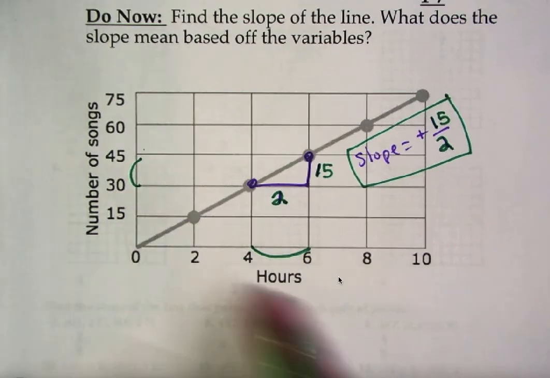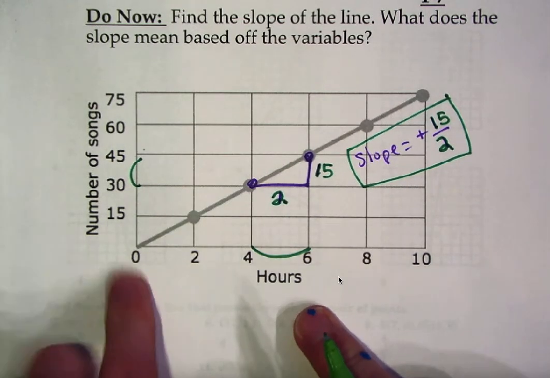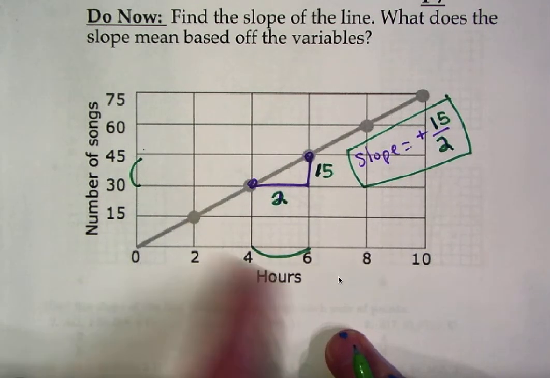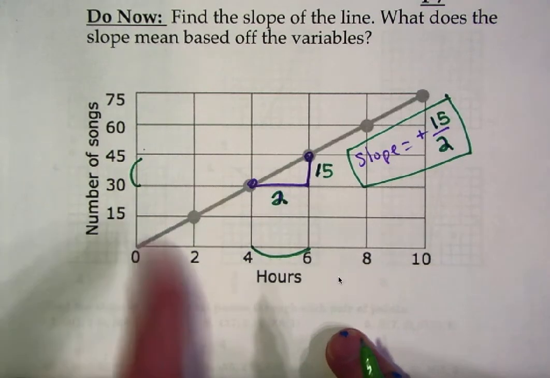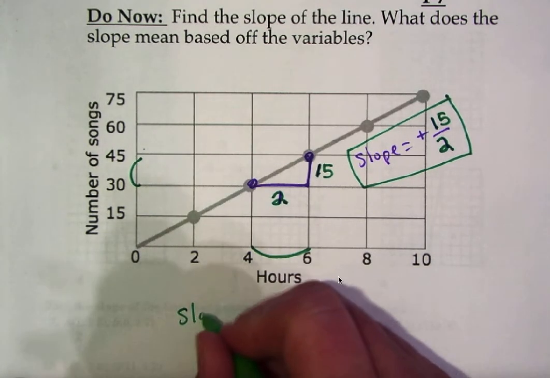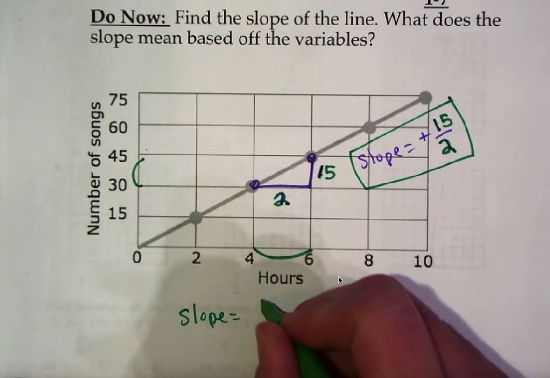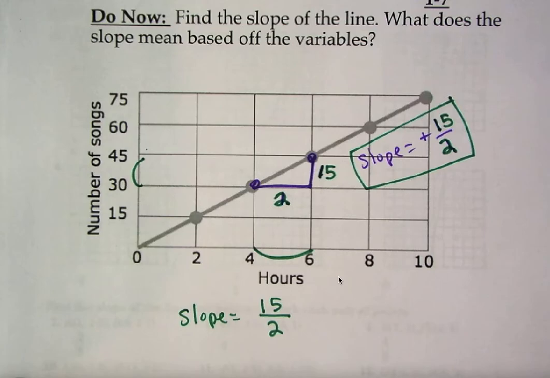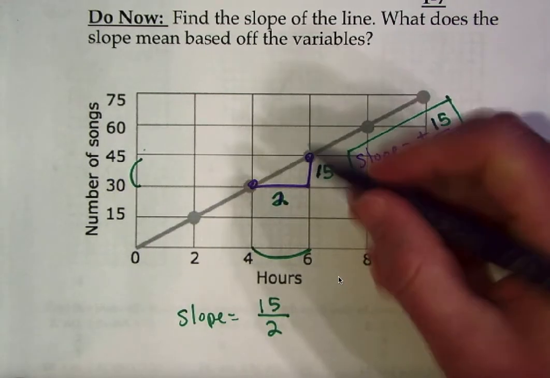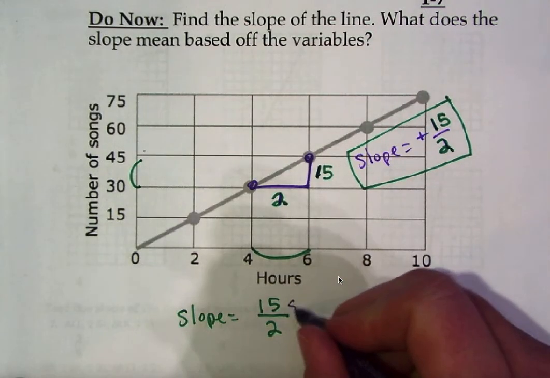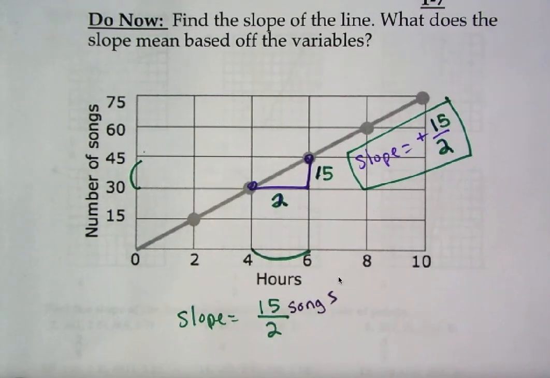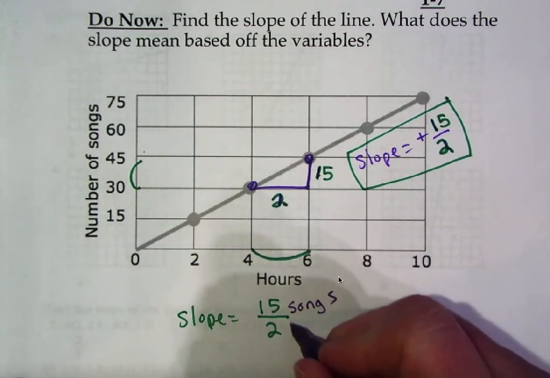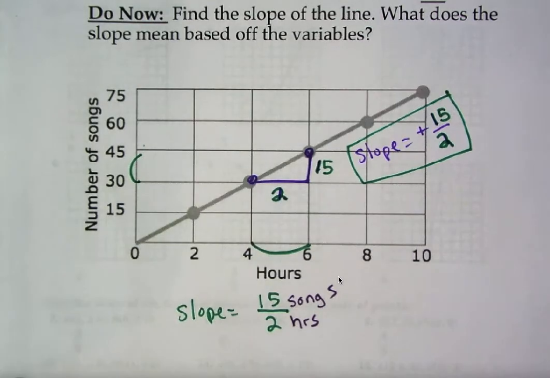We don't know the variables in general, but in this case we know that the x are the hours and the y value is the number of songs. Our slope starts to mean something a little bit more than just a number or the steepness of a graph. The rise, 15, was a change of 15 songs. And the run, the change of 2, was a change of 2 hours.